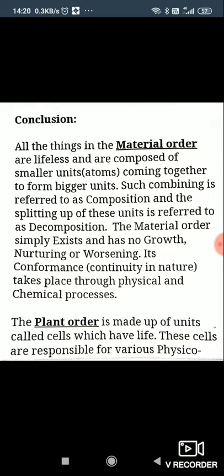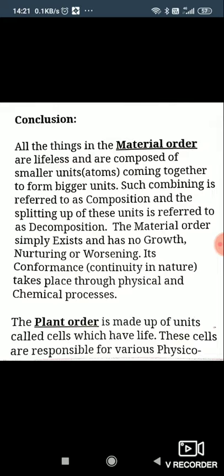The topic was material order. Today we will continue that. All the things in the material order are lifeless and are composed of smaller units, atoms, coming together to form bigger units. Such combining is referred to as composition, and the splitting up of these units is referred to as decomposition.